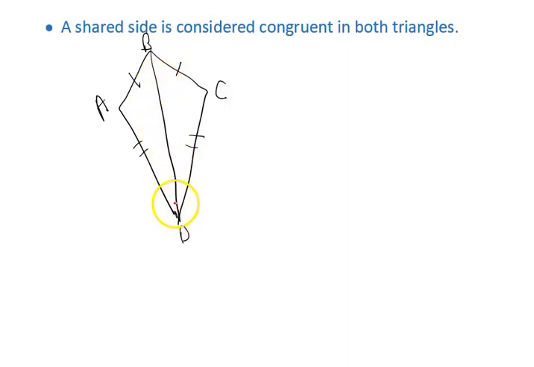So if I were looking at this picture, I would say yes, these two triangles are congruent. I have two sets of sides that are marked as being congruent, but because they share the side BD, I can put marks on it and count it for both triangles. And so this follows side, side, side, and these two triangles would be considered congruent.